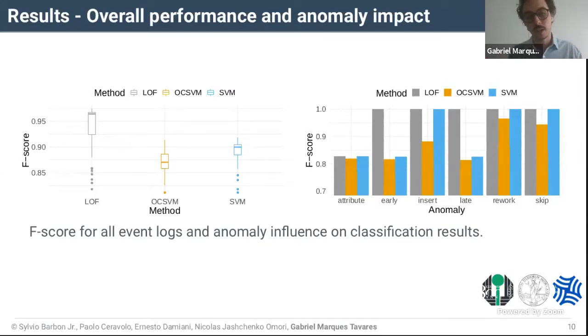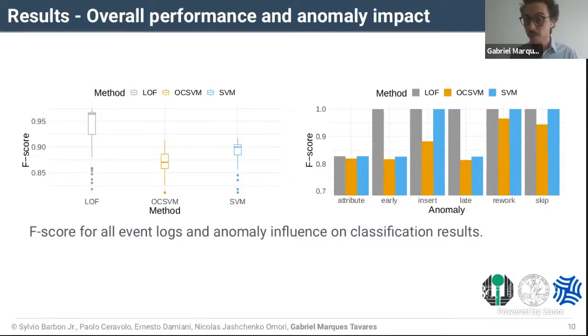And even if you consider one-class SVM, which has a lower F-score than SVM, it's still an interesting technique to be explored if you consider a scarcity of label scenario. On the right-hand side, you can see the impacts of the different anomaly types we have used here. And we can say there are three main groups of anomalies which we can perceive here.